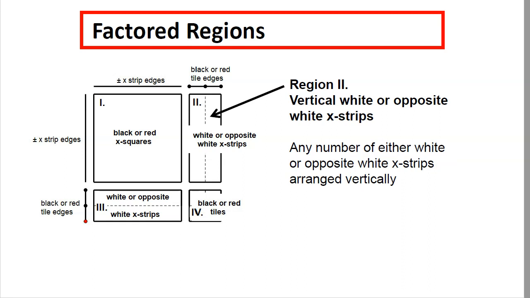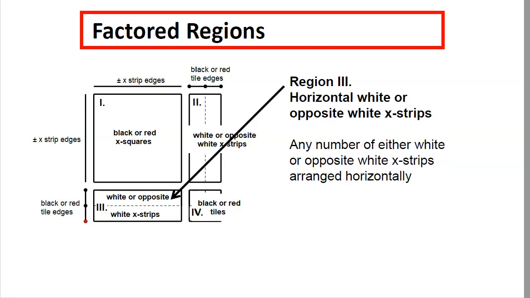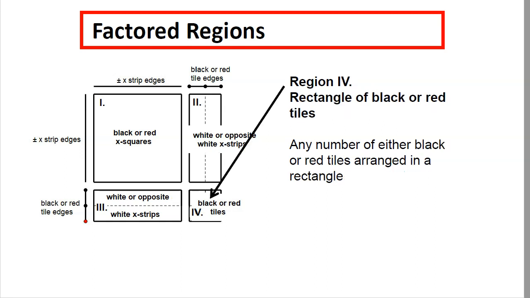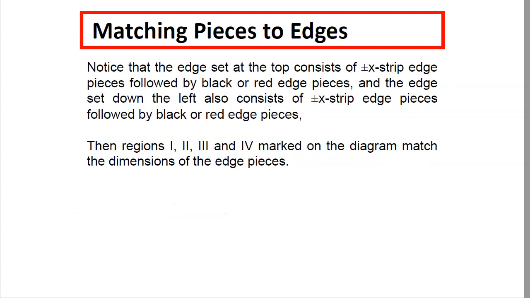Region 2 is a vertical arrangement of either white or opposite white x strips. You can have any number of either white or opposite white x strips arranged vertically. Region 3 is similar to Region 2, but the white or opposite white x strips are arranged horizontally. Region 4 can have any number of either black or red tiles arranged in a rectangle.